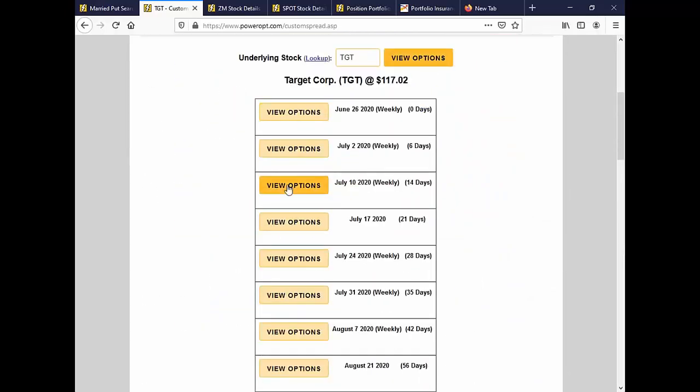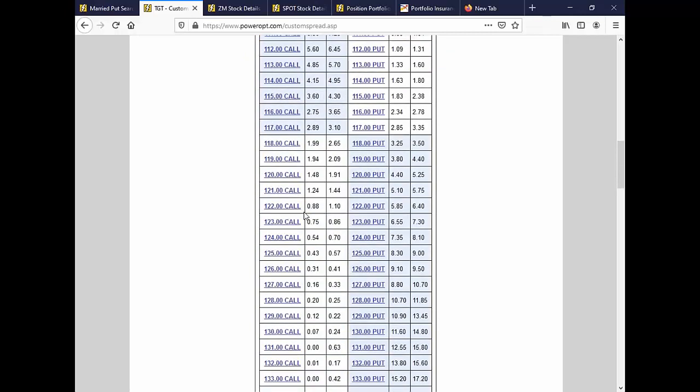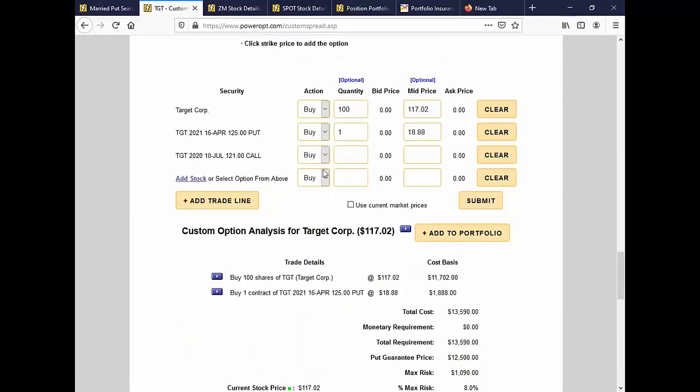Now, the stock trading where it is, I want to get some premium right away. So let's go 14 days out again, and I want to get some decent premium. 125 is only 50 cents. I want better premium. I want $1, I want $1.10. Yeah, let's go with the 121 strike call. Okay, and we'll go ahead and sell that call there.